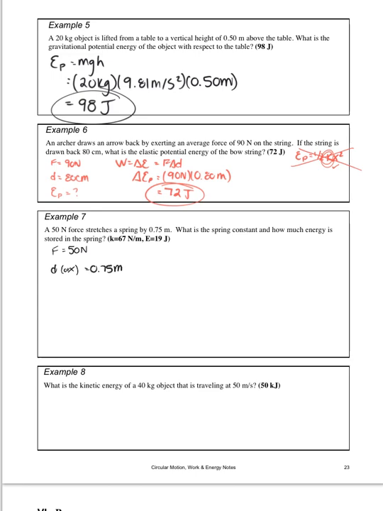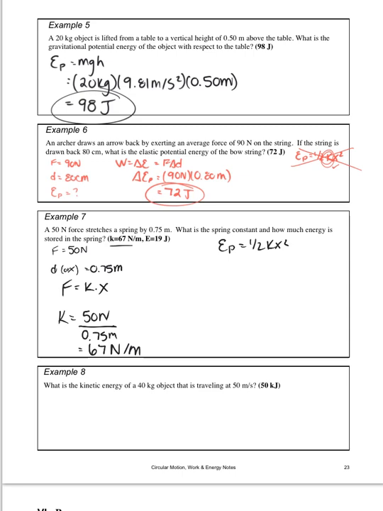So this is where we're going to use our F is equal to K times X formula. So we have force, we have distance or X, so we can find our spring constant K. So K is equal to 50 newtons divided by 0.75 meters, and I get that K is equal to 75 newtons per meter.